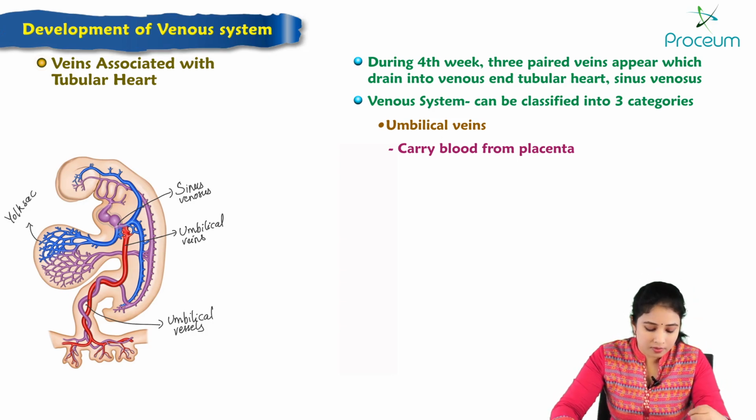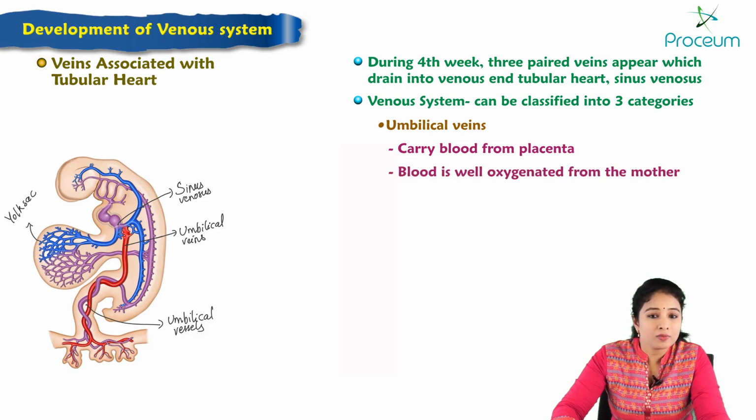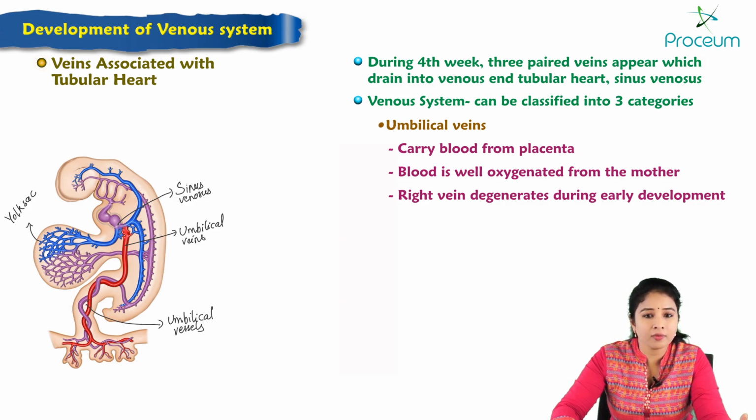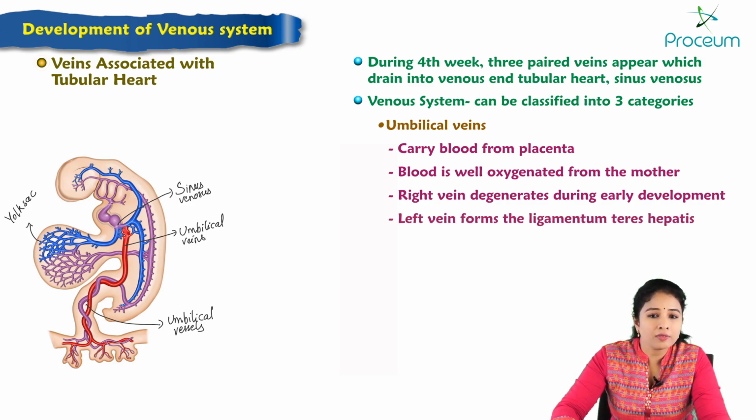The umbilical veins carry oxygenated blood, so the blood is well oxygenated from the mother. The right vein among these umbilicals degenerates. The right vein will degenerate, and only the left vein forms the ligamentum teres hepatis in adults. So that is about the umbilical veins.